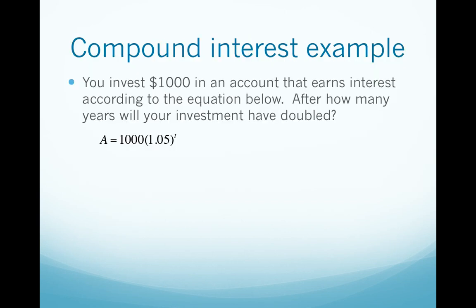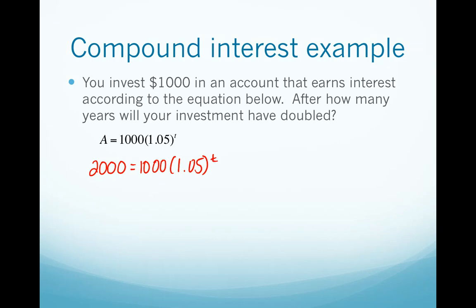It tells us that we invest $1,000 into an account and then it earns interest based on the equation below. So essentially, this is like saying it's 5% per year because it's 1 plus the rate of 5% divided by 1 time per year. So here it says after how many years will our investment have doubled? So we can figure that out because we want our amount to be doubled. So $2,000, that's equal to the 1,000 times 1.05 to the t power.